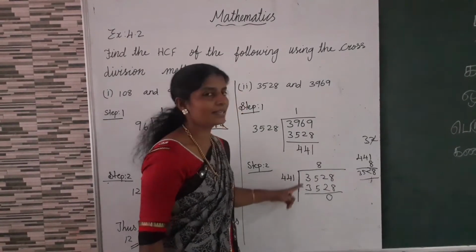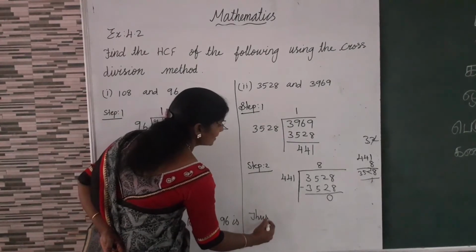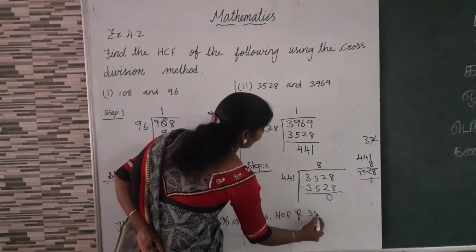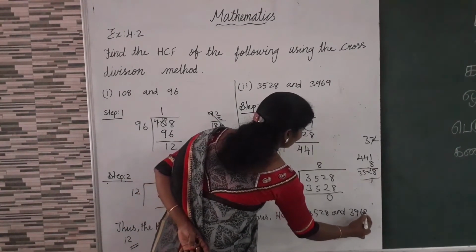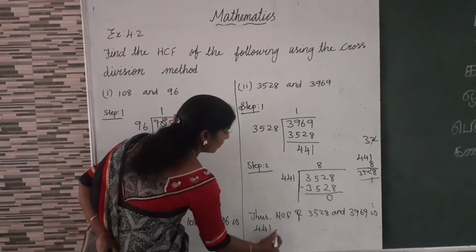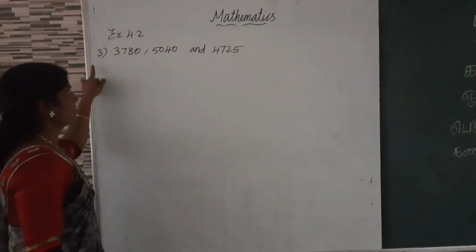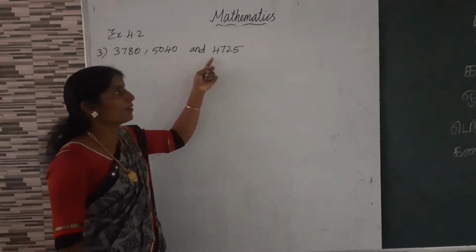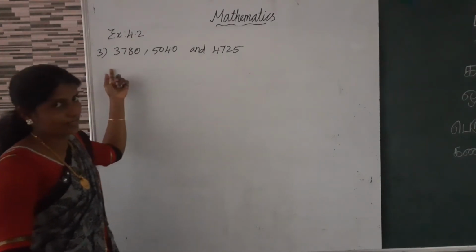What is the last divisor? 441. Thus we can write, thus the HCF of 3528 and 3969 is 441. Are you clear? Third question: 3780, 5040 and 4725. Here three numbers, isn't it?